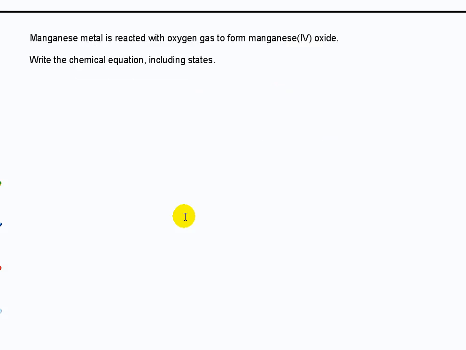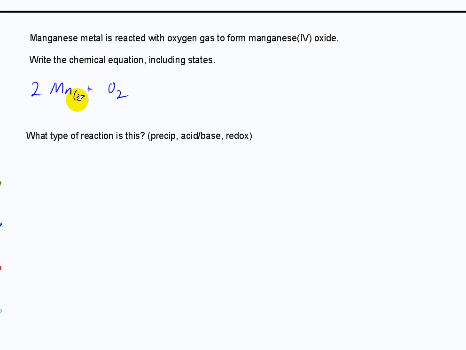Manganese metal reacted with oxygen gas to form manganese oxide. Write the chemical equation, including states. 2 Mn plus 2 O2, 2 Mn2O1. So what are the states here? Solid. Solid. Gas.